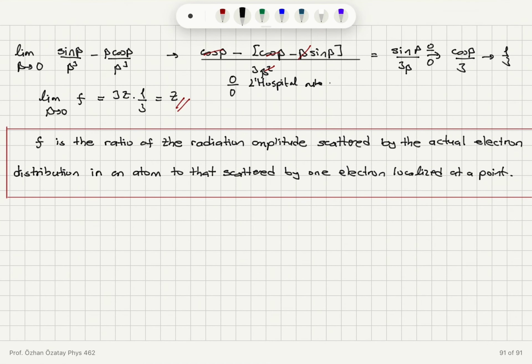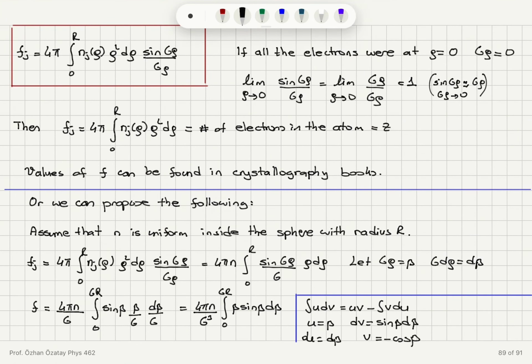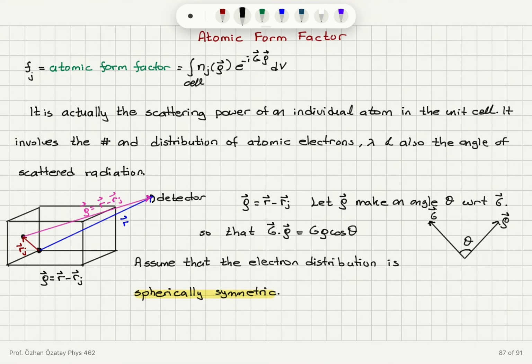So in summary, the atomic form factor is the ratio of the radiation amplitude scattered by the actual electron distribution in an atom to that scattered by one electron localized at a point. The atomic form factor is determined by the exact distribution of electrons, their number, and also the angle of the scattered radiation and the wavelength through this g dot rho. And we have found an explicit behavior of the atomic form factor assuming spherically symmetric electron distribution.